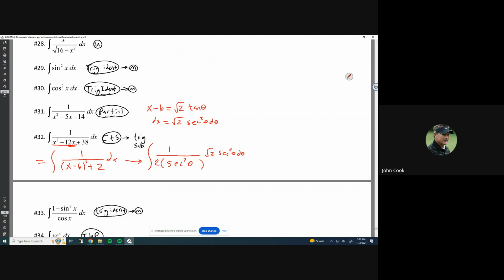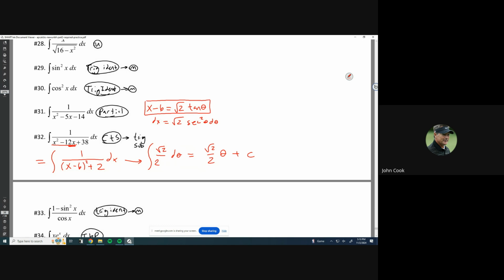Now if I move that stuff up to the top, I got a square root of 2, secant squared of theta, and then d theta. The secant squareds will go away, leaving me just with square root of 2 over 2 d theta. Now if I take the antiderivative of this, I get square root of 2 over 2 theta plus c. But now I've got to solve for theta, and that's when I use my substitution over here.